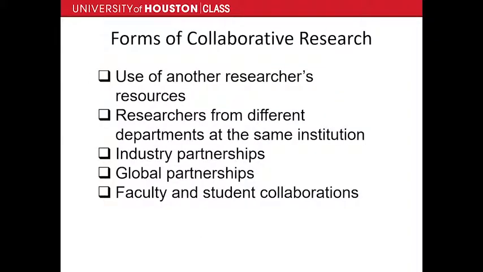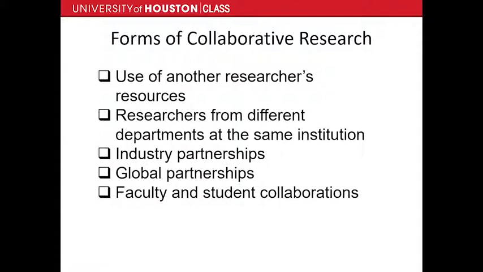So some common forms of collaborative research may include use of another researcher's resources. So basically, let's say you have a research project, but you don't necessarily have the lab resources available to you, but a colleague at another institution might have those resources, where you could use their equipment or their lab space. So that's one form of collaborative research. Another one is researchers from different departments at the same institution. This is the most common form, especially from what I see.